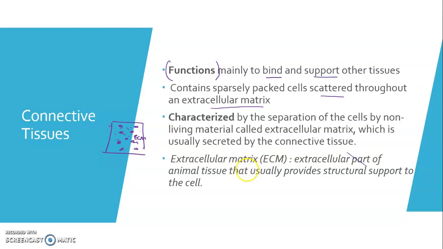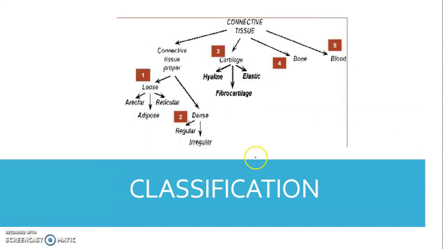So what does the extracellular matrix mean? The extracellular matrix is the extracellular part of the animal tissue that usually provides structural support to the cells. The ECM is a non-living material. For example, in our blood, the plasma is the ECM.